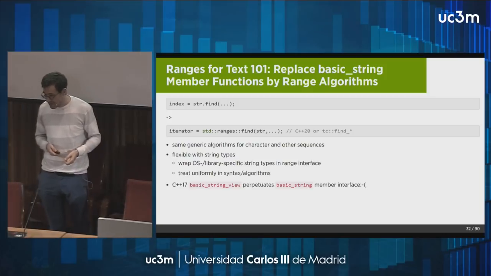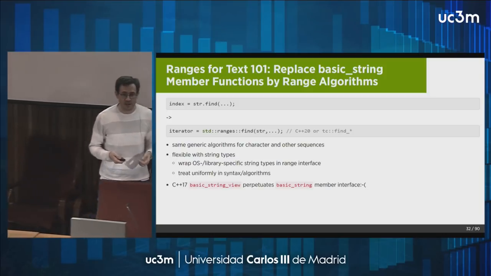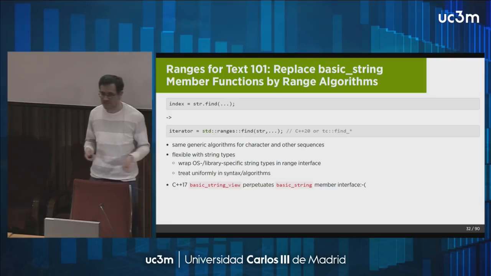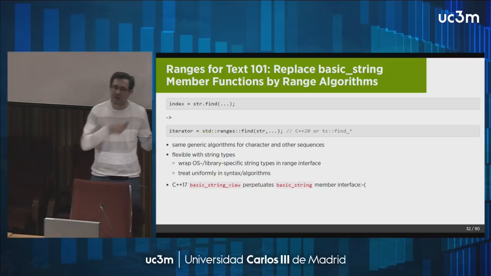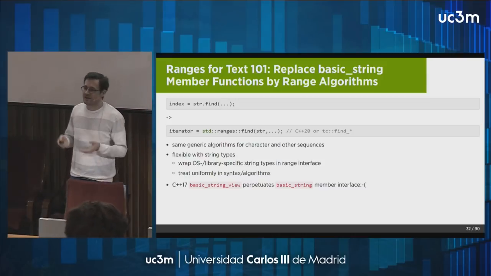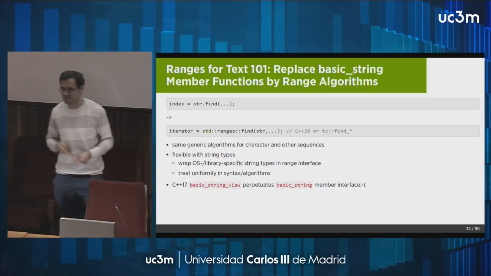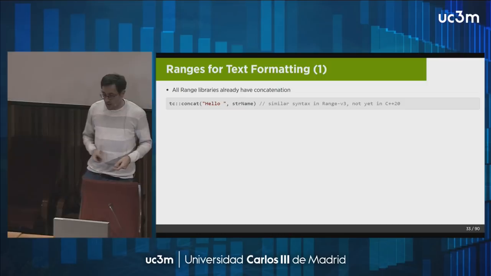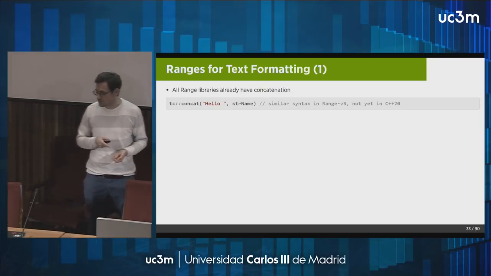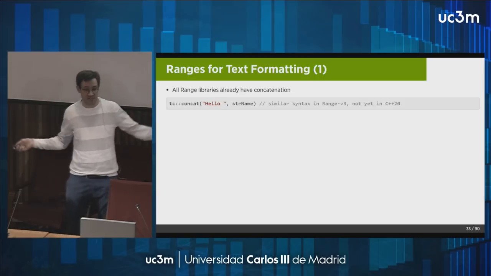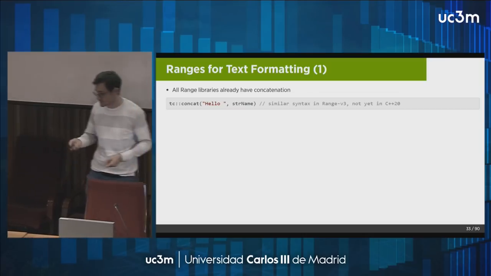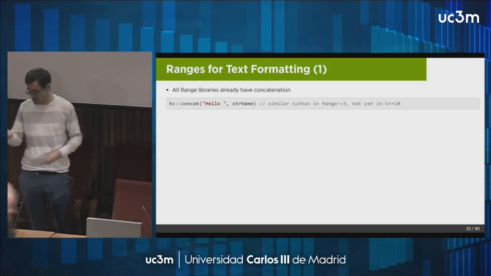Everything becomes uniform. Now, unfortunately, C++17 decided, well, basic_string is really kind of a little bit obsolete with all its member functions, but we're going to add yet another type that offers exactly these same member functions. Of course, it's meant to be compatible with basic_string, so it's a drop-in replacement, and that was the need for that basic_string_view. And I understand that. Nevertheless, I would recommend in new code, don't use it. Use ranges. Now, all these range libraries, actually, except for C++20, I couldn't find it in there, but Eric Niebler's library certainly has it, Boost Range has it, have range concatenation. So what we do want to do for text formatting, we can pick strings and concatenate them. And this is now how it's expressed in our library, but there's similar syntax in range-v3.